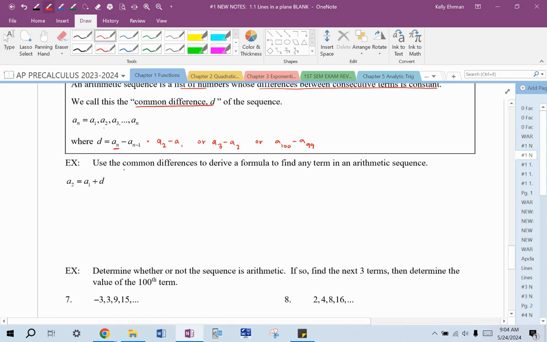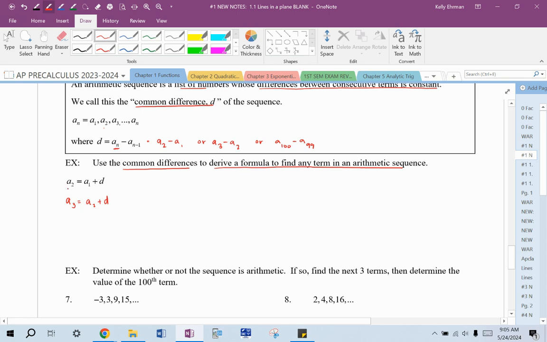So let's use the common differences to derive a formula to find any term in the sequence, whether it's the 10th term, the 100th term, the millionth term, if they want to get crazy. So let's start here. The second term would be the first term plus whatever the common difference is. So maybe it's plus 3 or minus 2 or whatever. Okay, that's fine. The third term should be the second term plus that common difference again, right? If the pattern is plus 3, add 3 to the second term. But let's generalize this.